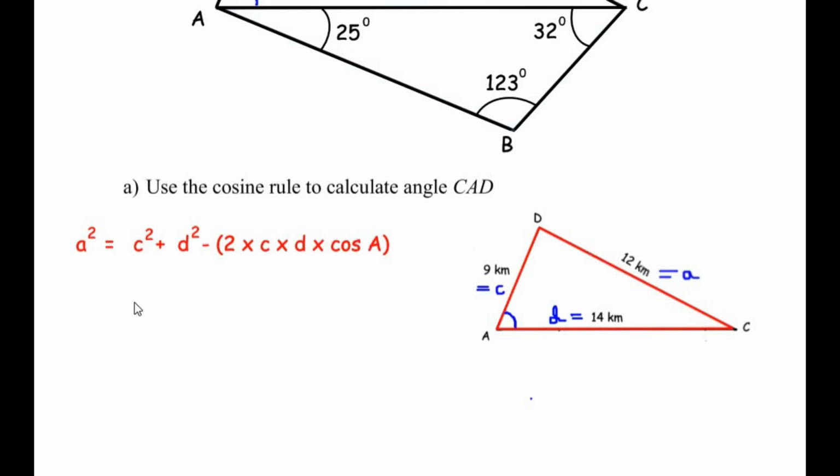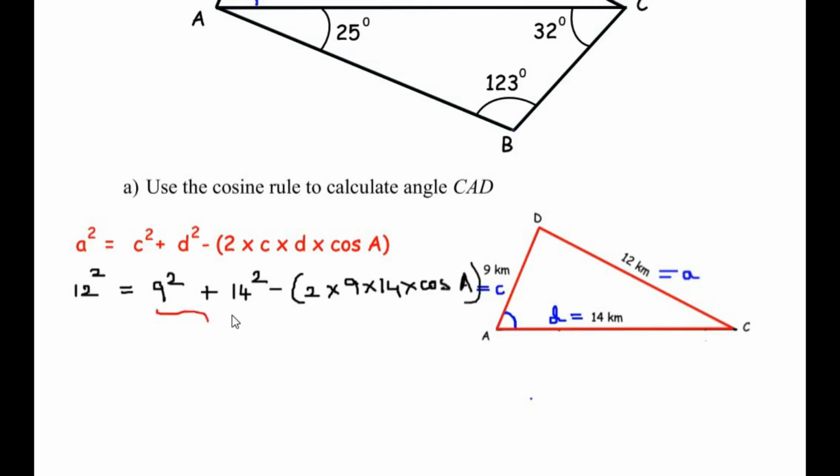So a we have got as 12 kilometers, so I am going to write 12 square is equal to c is 9, so 9 square, plus d is 14, so 14 square, minus, in the bracket, 2 times c, which is 9, times d, which is 14, times cos A. Next we take this 9 square plus 14 square to the other side of the equal to sign, and we get 12 square minus 9 square minus 14 square is equal to minus 2 times 9 times 14 times cos A.